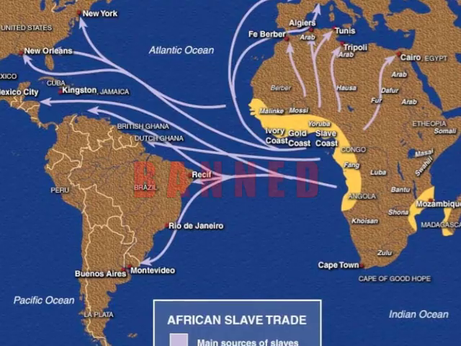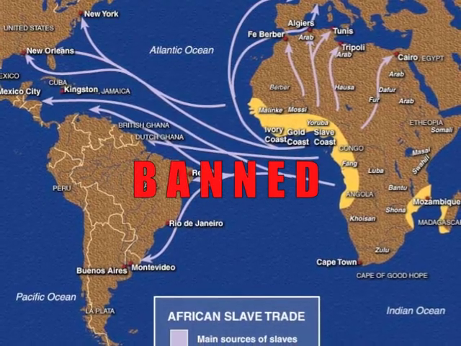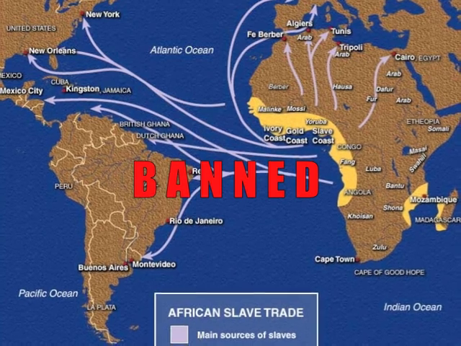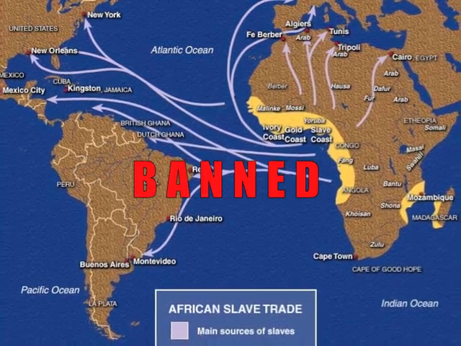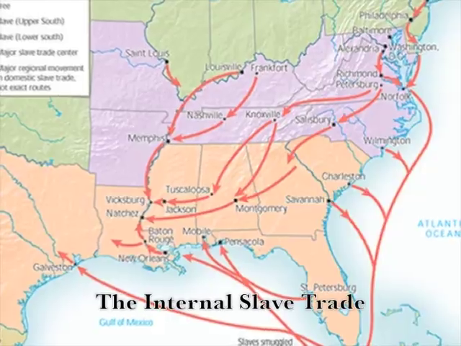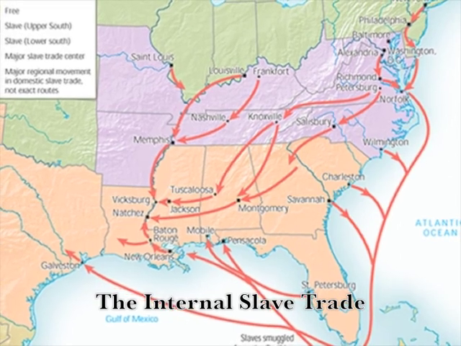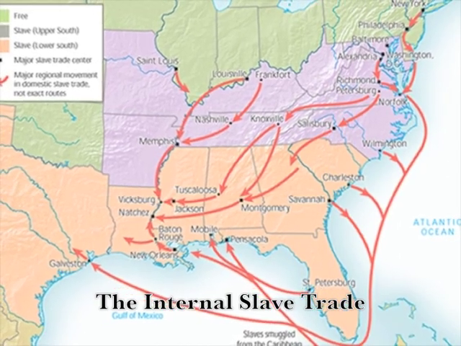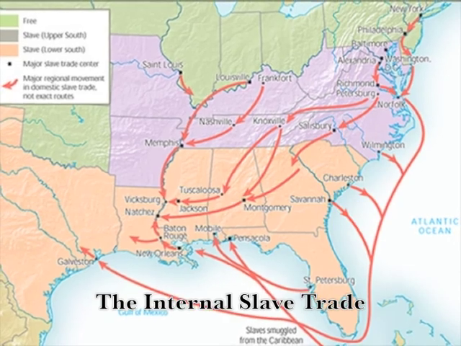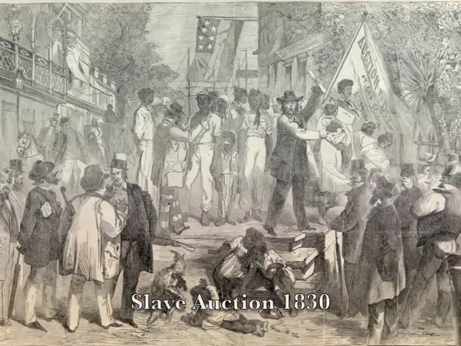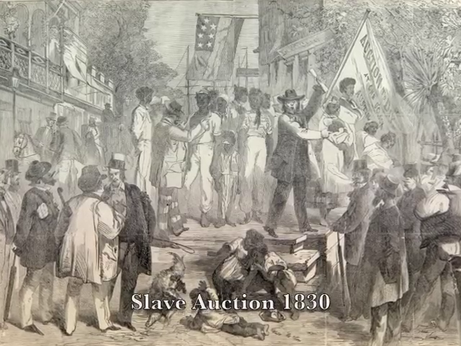Section 3. The Internal Slave Trade. Though international slave trade was outlawed, slaves were still a hot commodity. How? The internal slave trade. In fact, the ban on international slave trade led to a rapid increase in the use of and profitability of trading slaves domestically. Many slaves were uprooted and taken away from their families.